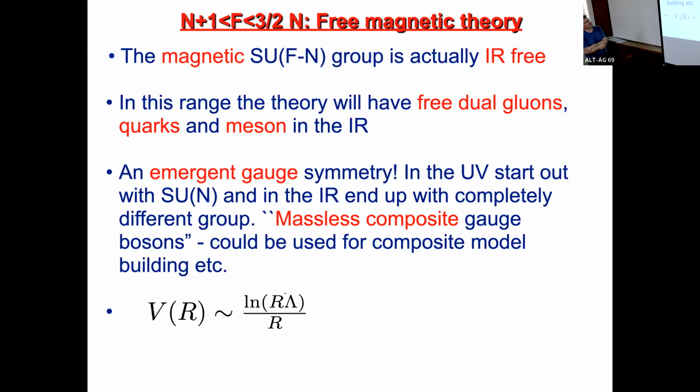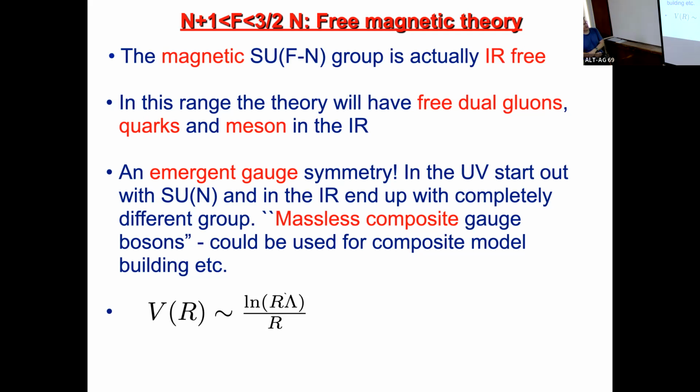Very good. This is a very unusual effect. You have an emergent gauge symmetry here. You started out in the UV with an SU(N) gauge group, and you ended up with a completely different gauge group in the IR, which you can actually observe. You will see those gauge bosons as deeply interacting massless things.